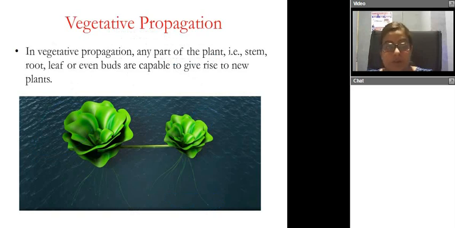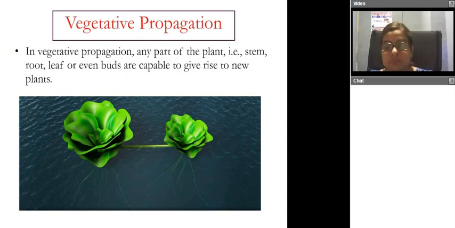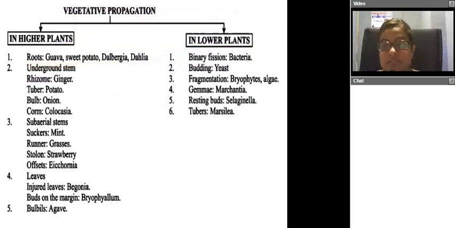Next we come to a very important topic of vegetative reproduction. What do we understand by vegetative reproduction? In this process, any part of the plant is capable of giving rise to a new plant. The part of the plant may be a stem, root, leaf, or even buds. All these parts can give rise to individual organisms.